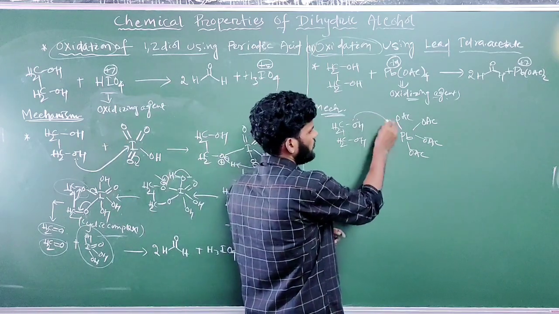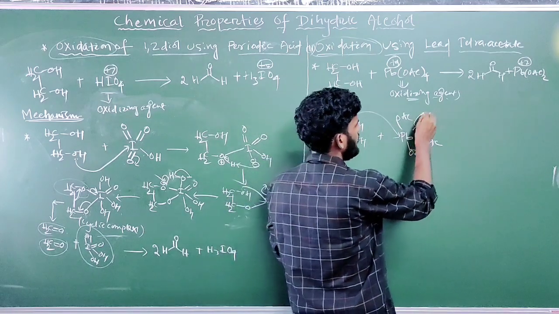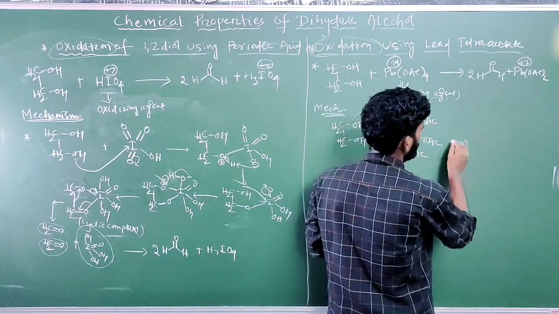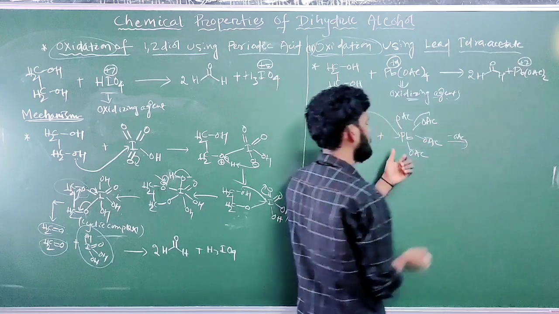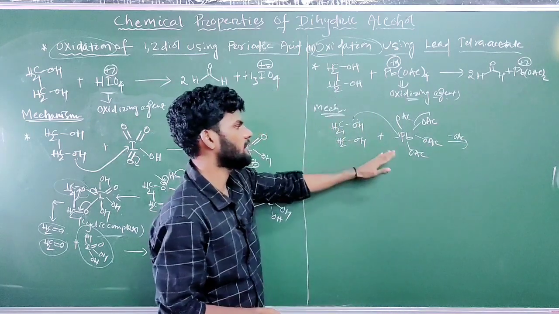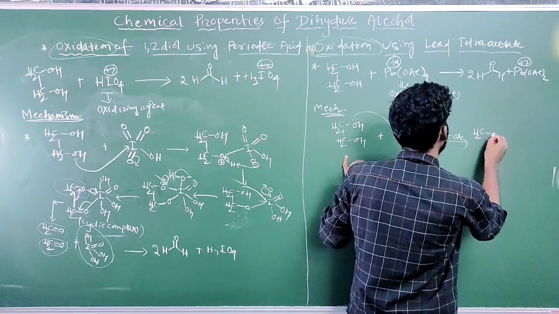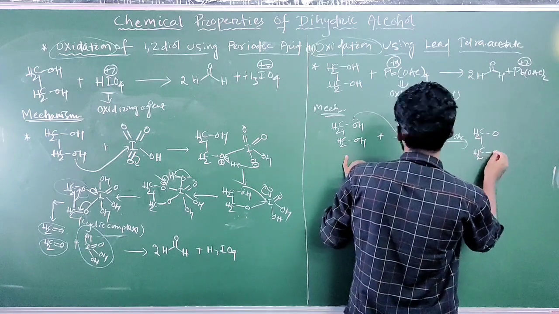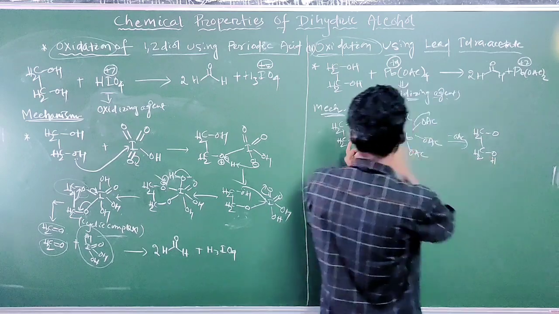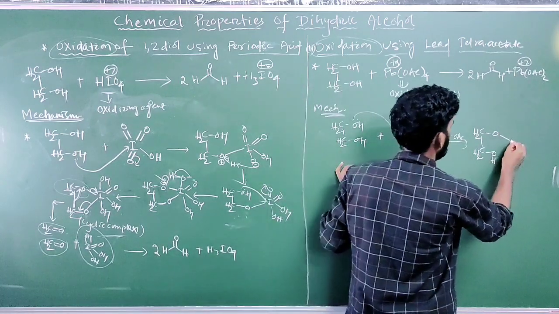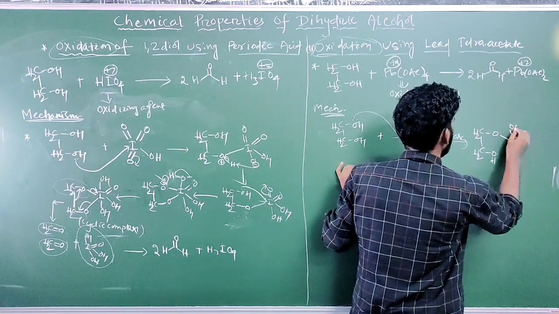So the oxygen lone pair attacks lead and one of the acetate groups is released, minus OAc. This step is a nucleophilic addition. Okay, so what will be the product formed? The oxygen, CH2OH, and this oxygen gets attached to lead, Pb, and OAc.